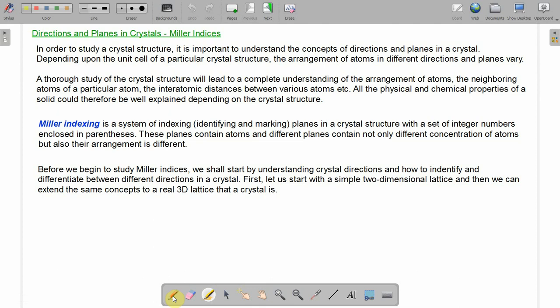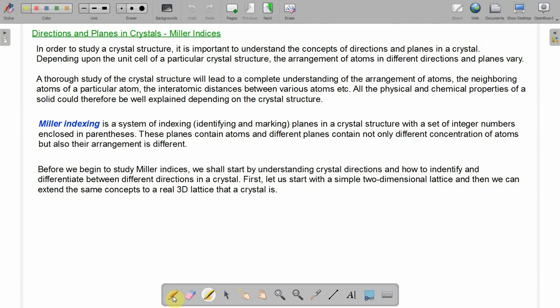Miller indexing is actually a system of indexing, that is, identifying and marking planes in a crystal structure with a set of integer numbers enclosed in parentheses. These planes contain atoms, and different planes contain not only different concentrations of atoms but also their arrangement is different.